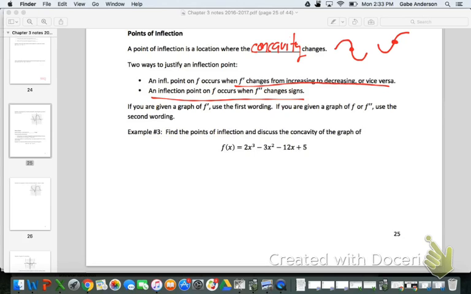So we're going to try to use these thoughts here with example 3. It says find the points of inflection. We can also discuss the concavity of this graph. Main thing is we want to find the points of inflection. So I gave you a graph of f.